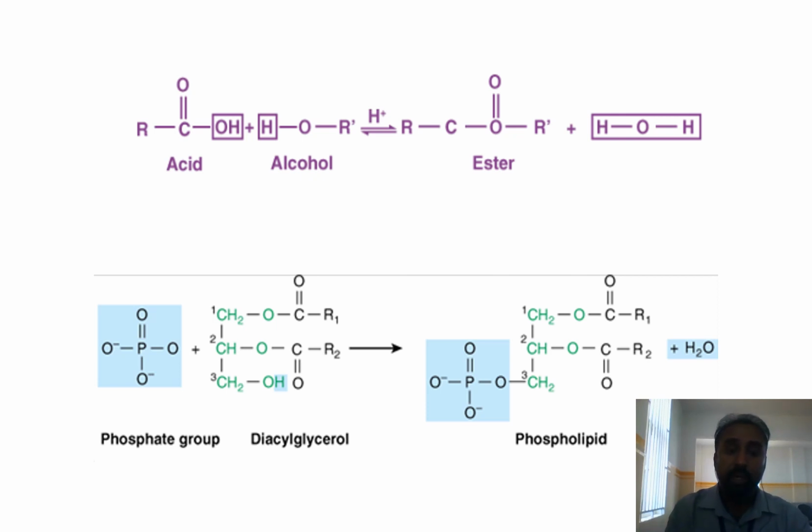And the compound lipids. The example I have given is the phospholipid. This is a diacylglycerol molecule and this is the phosphate group. When the phosphate molecule is linked with this diacylglycerol, one water molecule is liberated. This is how a phospholipid is formed. The first is an example of simple lipids, and the second is an example of compound lipids.